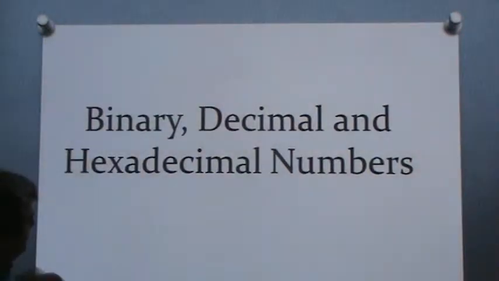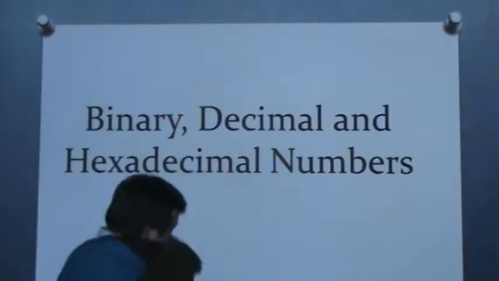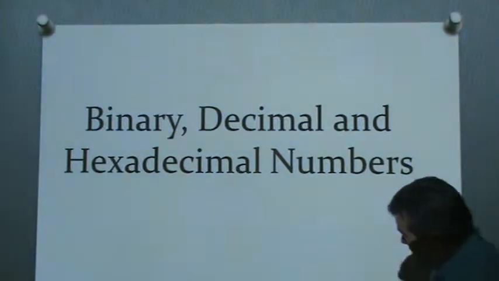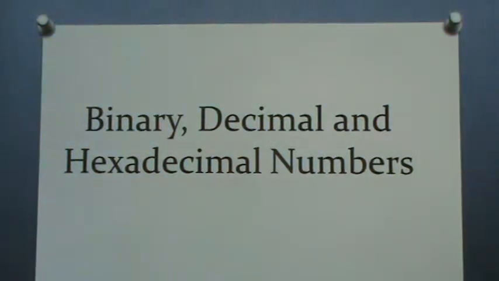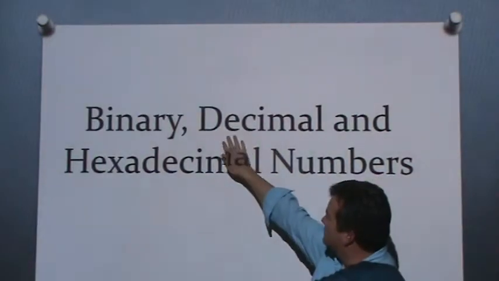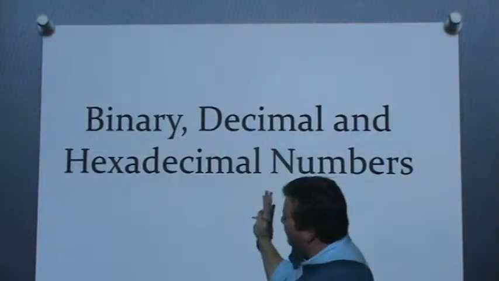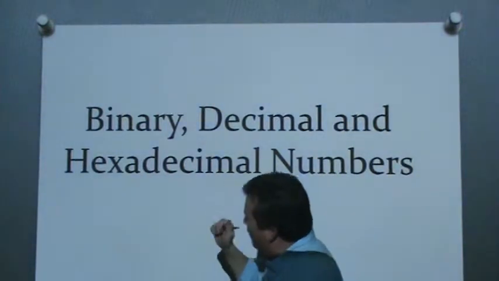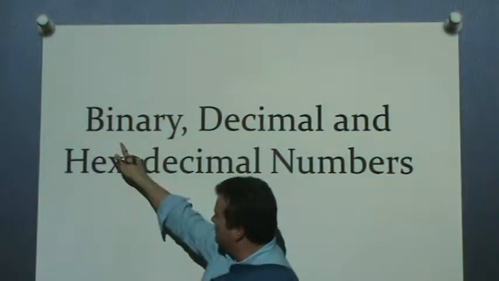So I'm going to talk about numbering systems. Numbering systems are easy once you're comfortable with them, and they're just at first hard to get used to, but once you're used to them, they're easy to deal with. For example, we always use the decimal system. And the system I want to go over now is really the binary system.